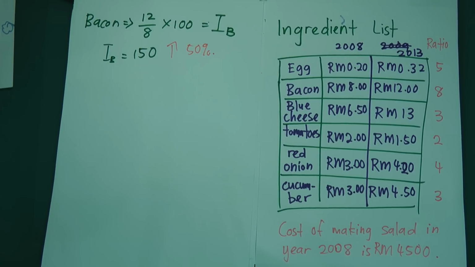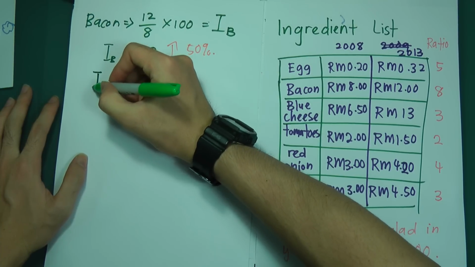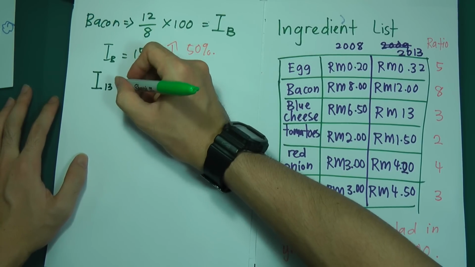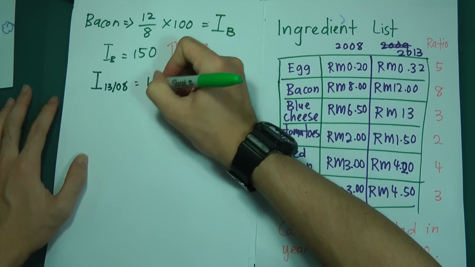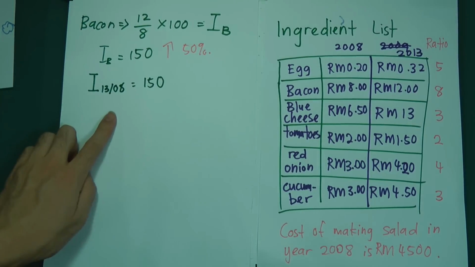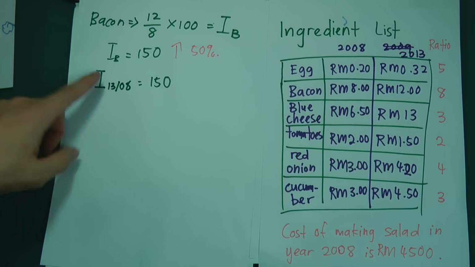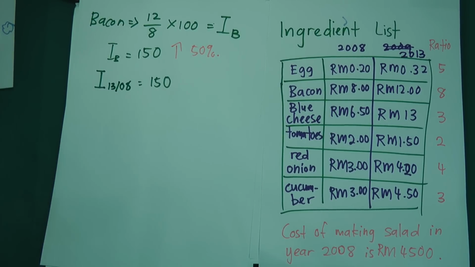You might see that some reference books actually write it like this: index number for year 2013 compared to base year 08 equals 150. So they write the specific year in front and then the base year behind. This one can straight away tell you this index number is compared from the year 2013 and based on 2008. So they write some short form like this.